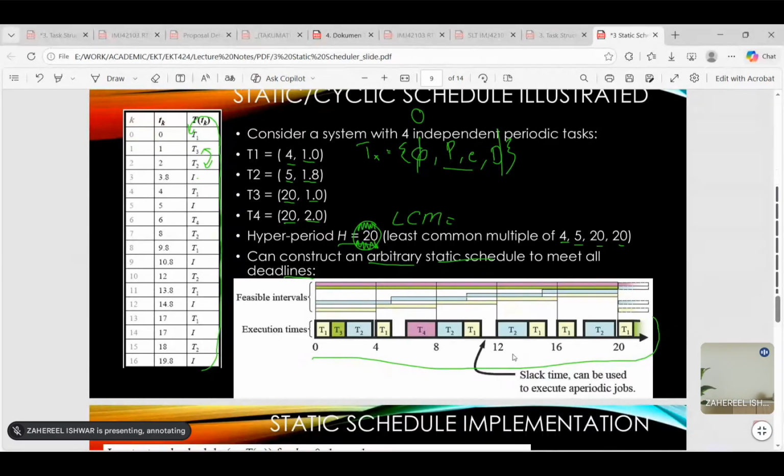Understand? As far as how long the idle time is, it very much depends on how much time I have free. In our case, we already calculated 78.33% of the time, my CPU is fully occupied by these 4 tasks. So I only have 22% of the time free for any other jobs or any other aperiodic tasks. So I spread that throughout.